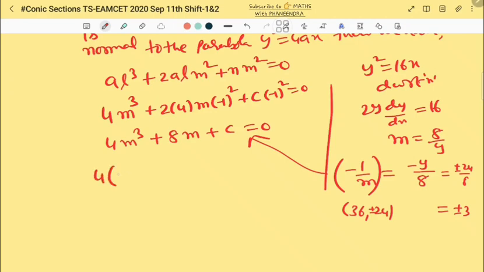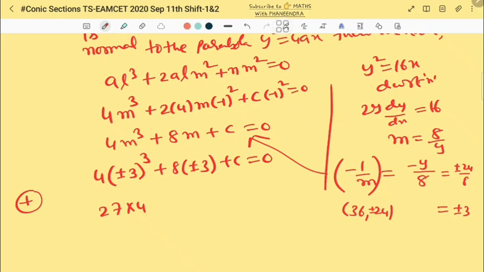So 4 times of plus or minus 3 whole cube plus 8 into plus or minus 3 plus c equal to 0. Suppose if you are considering throughout the plus case, 3 cube 27 into 4, plus 8 into 3 is 24, plus c equal to 0.